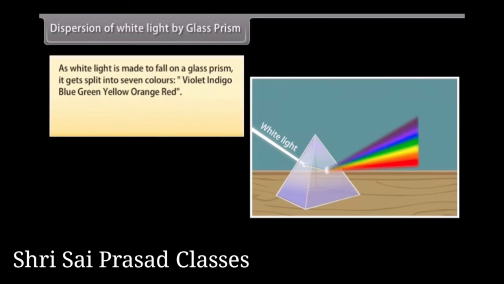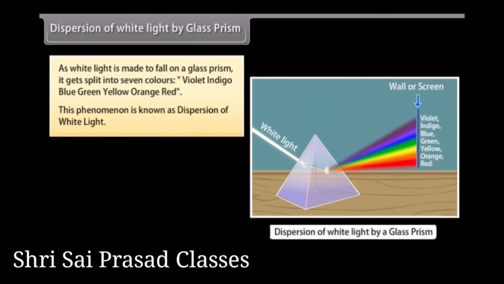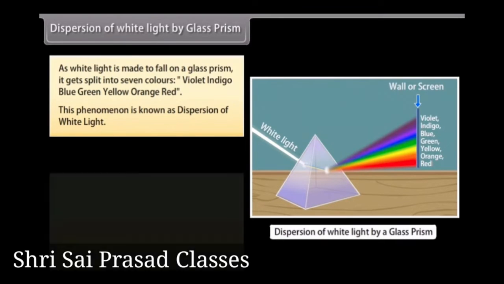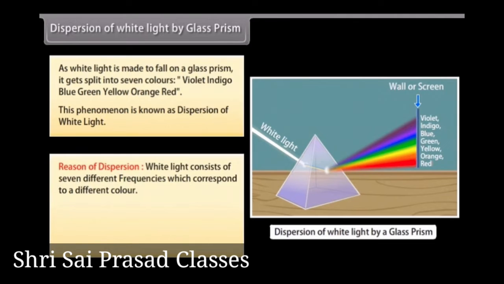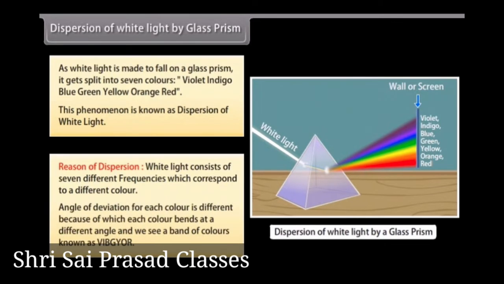As white light is made to fall on a glass prism, it gets split into 7 colors: violet, indigo, blue, green, yellow, orange, red. This phenomenon is known as dispersion of white light. Reason of dispersion. White light consists of 7 different frequencies which correspond to different colors. The angle of deviation for each color is different, because of which each color bends at a different angle, and we see a band of colors known as VIBGYOR.